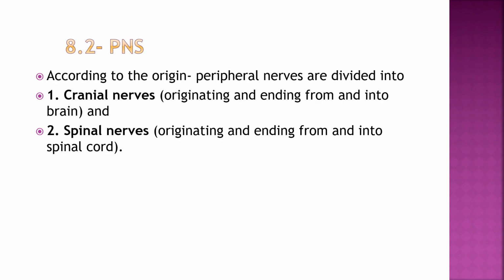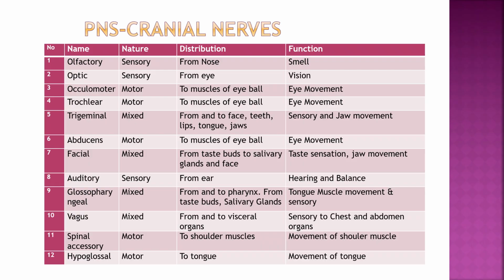Peripheral nervous system. According to the origin, peripheral nerves are divided into cranial nerves and spinal nerves. The cranial nerves originate from and end in the brain, and spinal nerves originate from and end in the spinal cord. Cranial nerves: there are 12 pairs, that is 24 cranial nerves in number. First, olfactory, function is smell. Second, optic, function is vision.